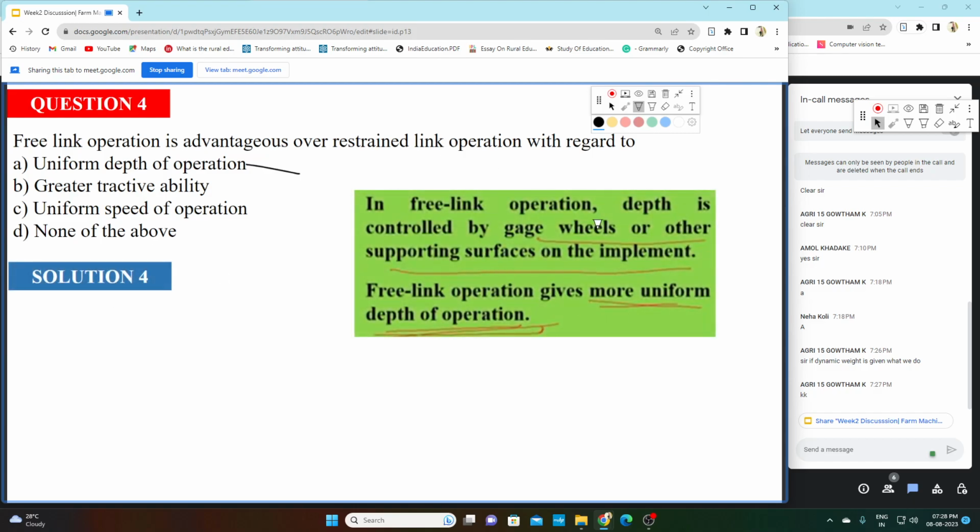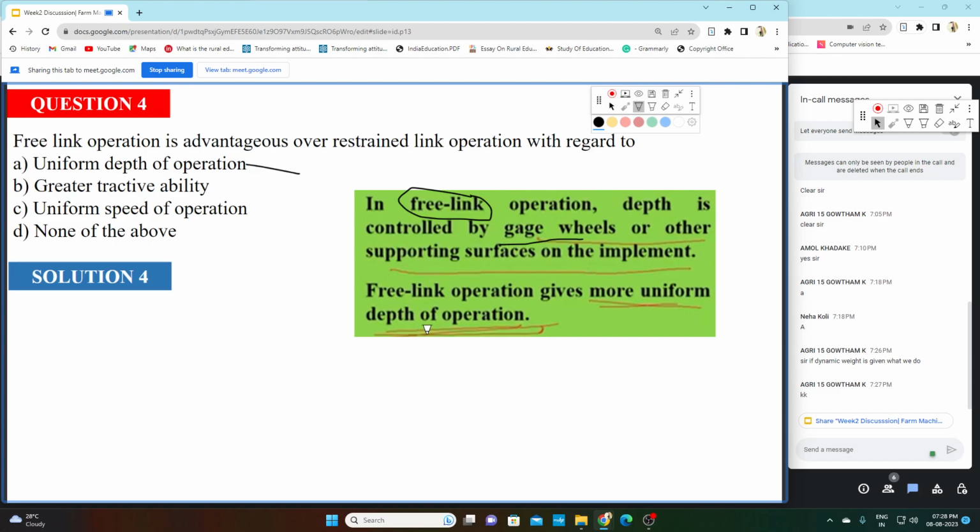So what happens in a free link operation is the depth is controlled by a gauge wheel or supporting surfaces of the implement. The depth is not controlled by your tractor, as there is a free link operation. It is not directly linked. In case of free link operation, you can also say this is semi mounted. So for this type of operation, your depth of operation is not directly controlled by your tractor. Your depth of operation will be controlled by gauge wheels, or other supporting surfaces of the implement.